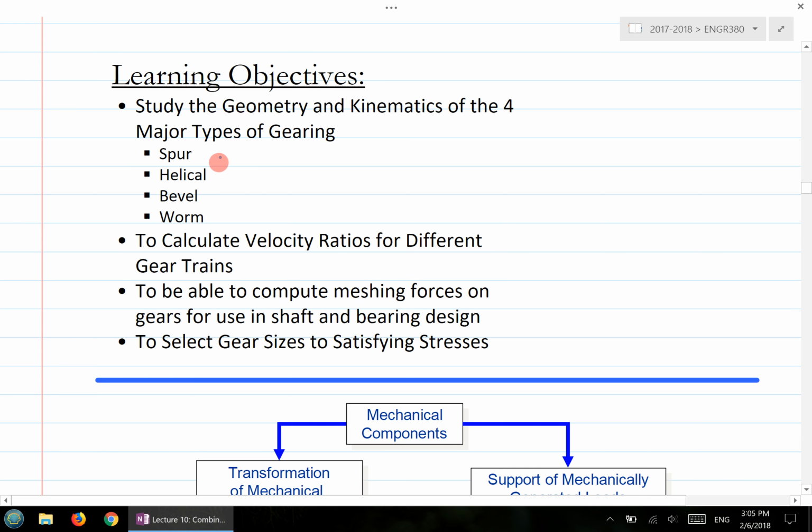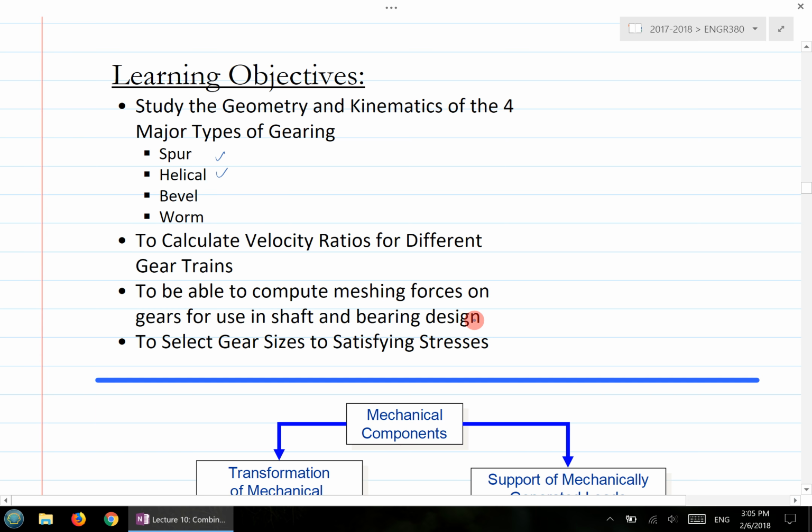Spur gear and helical gear are the two types of gear we're going to look at in detail. Bevel gear and worm gear, we're going to introduce these two, but we're not going to look at the mathematics in detail for them. For spur gear, we'll cover a lot of detail. We will also emphasize the velocity ratios for different gear trains. The most important part is that we will use the meshing force on a pair of gears for shaft design, for gear size design, and later also for bearing selection.